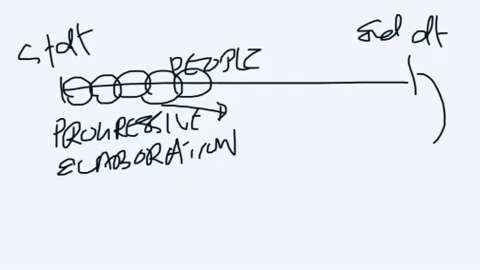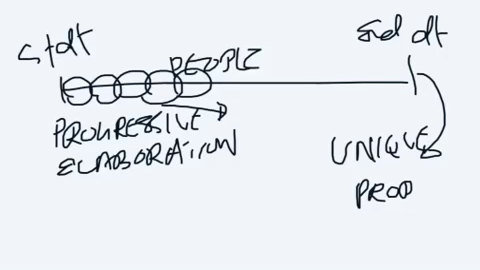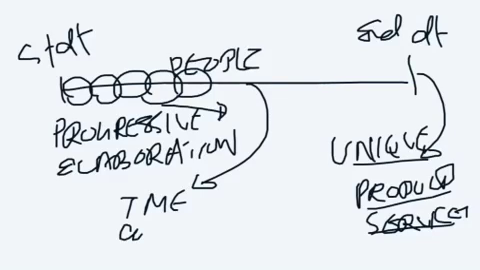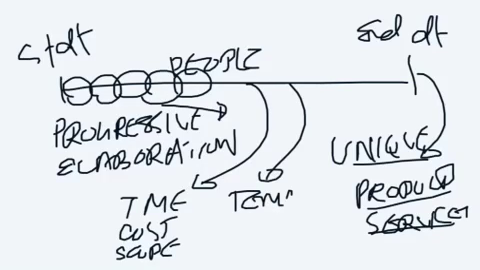And every project delivers unique products or services. Every project delivers unique products or services as an output. And projects are constrained by the limited resources of time, cost, and scope, and the project teams are temporary in nature. Temporary.